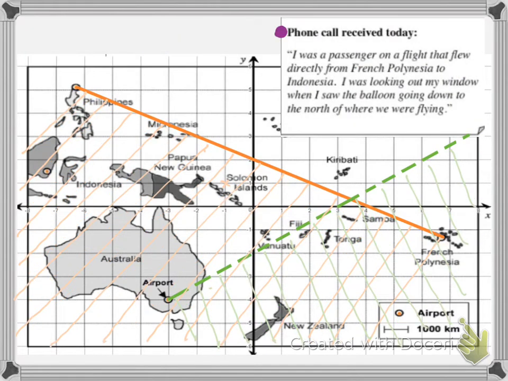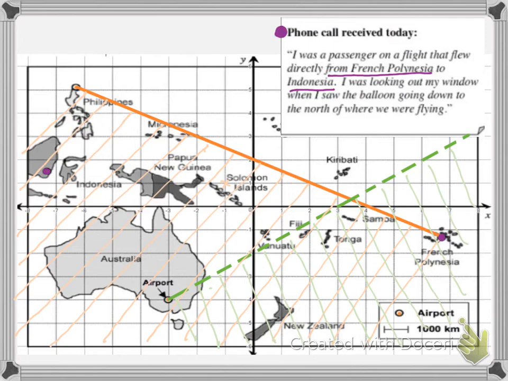Okay, let's move on to the next one. Okay, here I've got my shading and my work already done from my previous two. I'm just kind of building on top of this. All right, let's see what the next one says. It was a passenger on a flight. They flew from French Polynesia to Indonesia. Okay, so French Polynesia. So let's find them. From French Polynesia, so purple dot on the right-hand side to Indonesia, purple dot on the left-hand side.